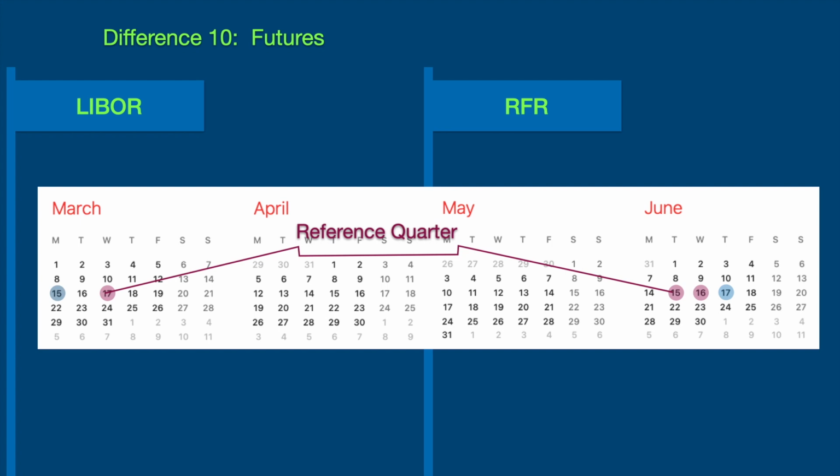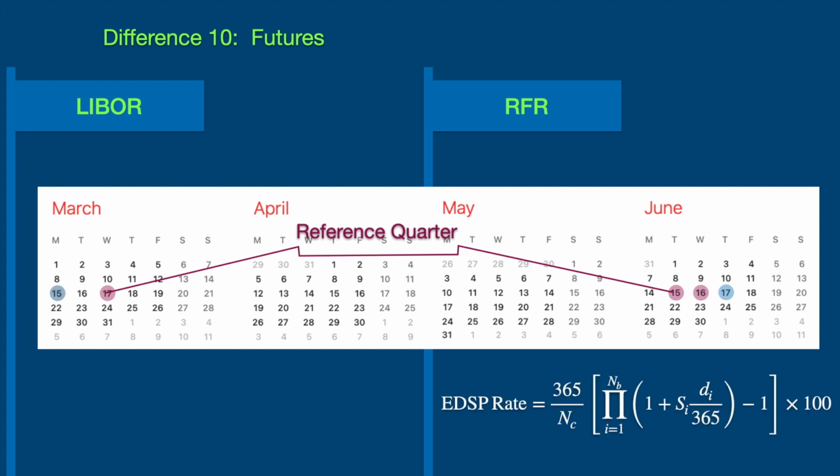The main difference, however, is that the interest rate for the reference period will be revealed 1 day at a time, so the contract will stay alive until the end of the reference period, and the interest rate that it settles into will just be the compounded average that we saw earlier. Here, N_B is the number of business days in the reference quarter, and N_C is the number of calendar days.